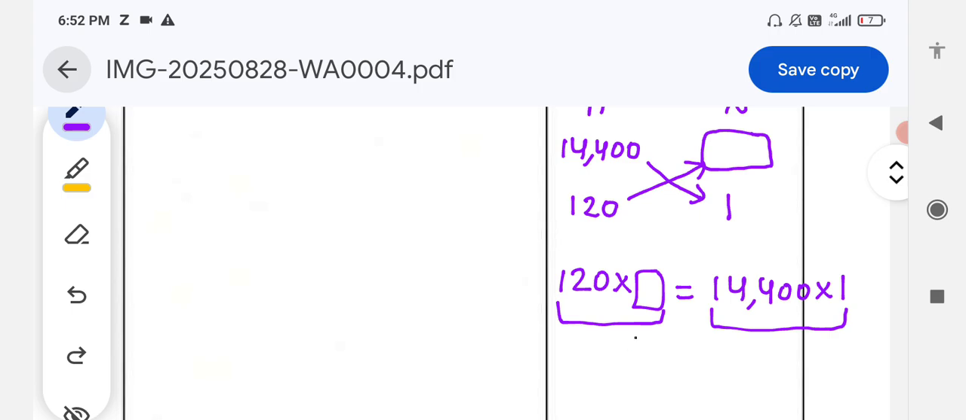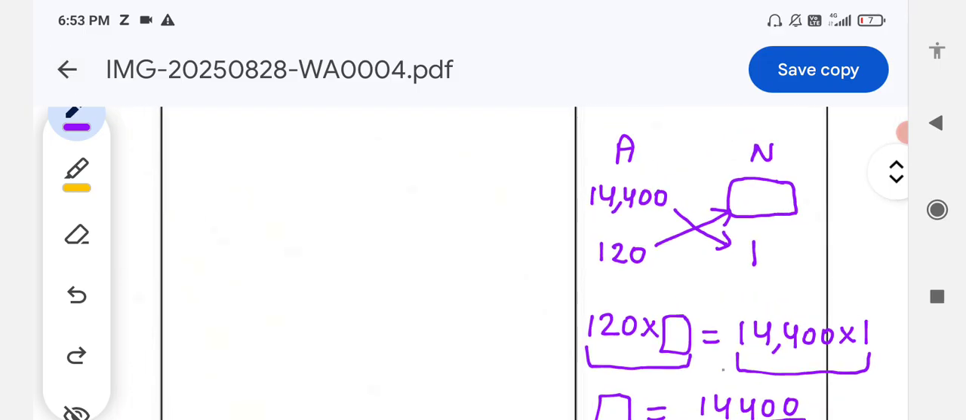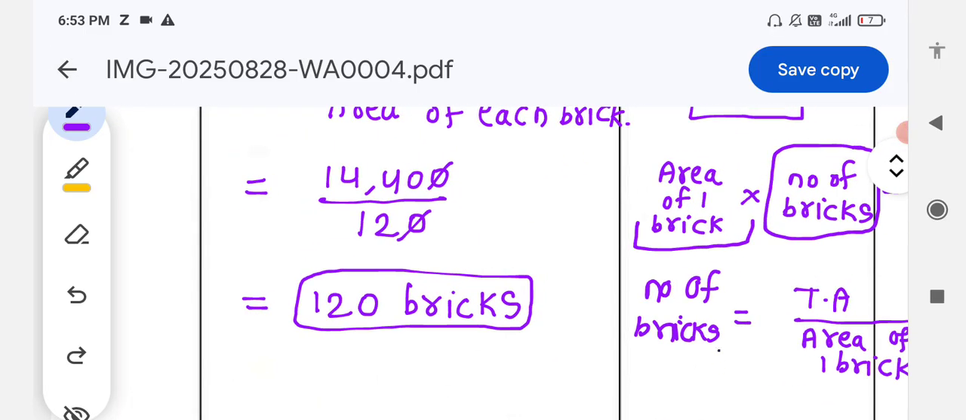And now let us do this. If you want to know this box value, the number of bricks, as I told you already, 14,400 into 1 is 14,400, and 120 goes to the opposite side, it becomes divided by 120. If you observe carefully, this is the same as this. Now you do the calculation as I told you, you're going to get this value.